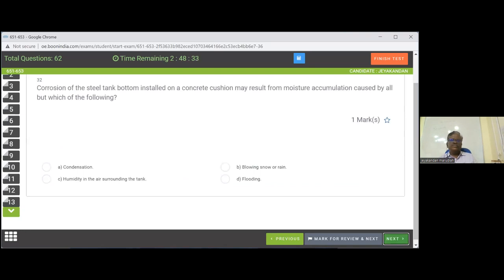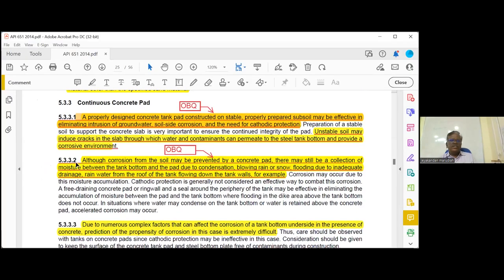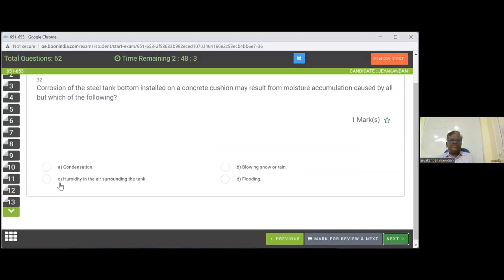Corrosion of the steel tank bottom installed on a concrete cushion may result from moisture accumulation caused by all but which of the following? Condensation, blowing rain, humidity, flooding. So let us check which one is correct. Snow, flooding: the collection of moisture between the tank bottom due to condensation, blowing rain or snow, flooding due to inadequate rainwater drainage. So these are the answers. So which one is the answer? Condensation, humidity in the air surrounding the tank. So all others are answers.